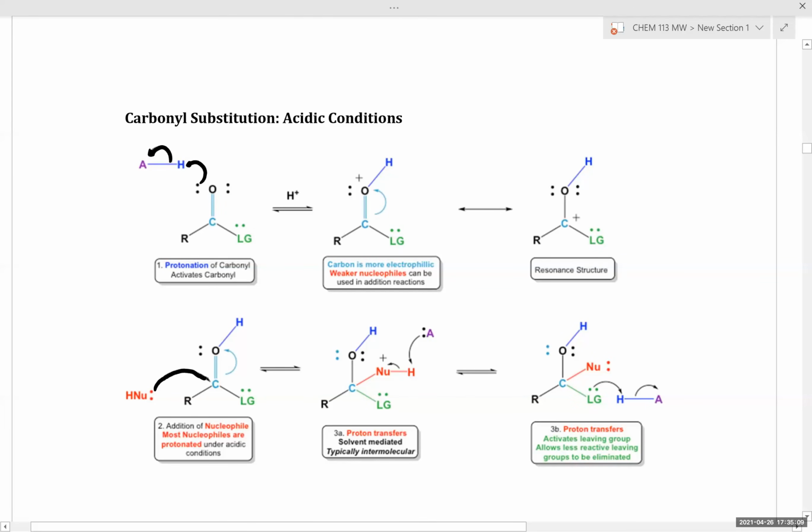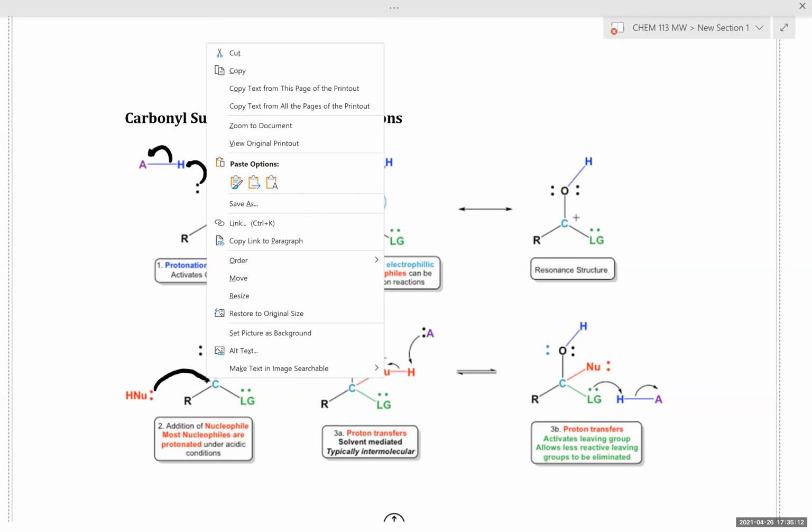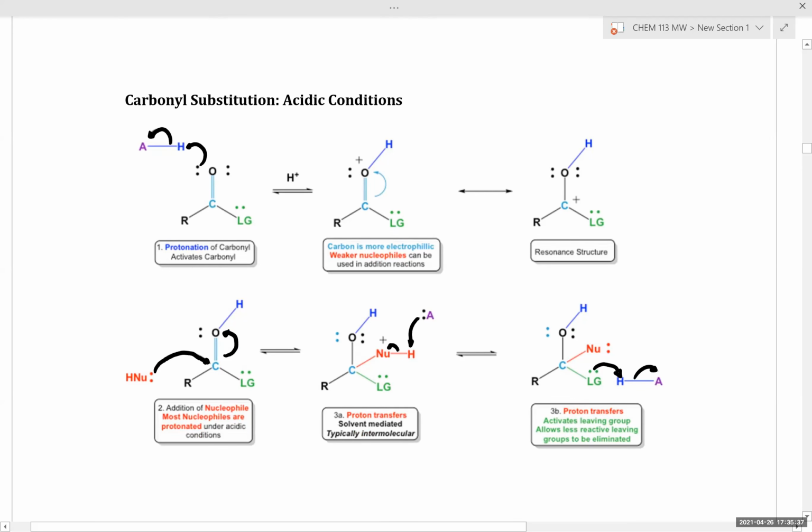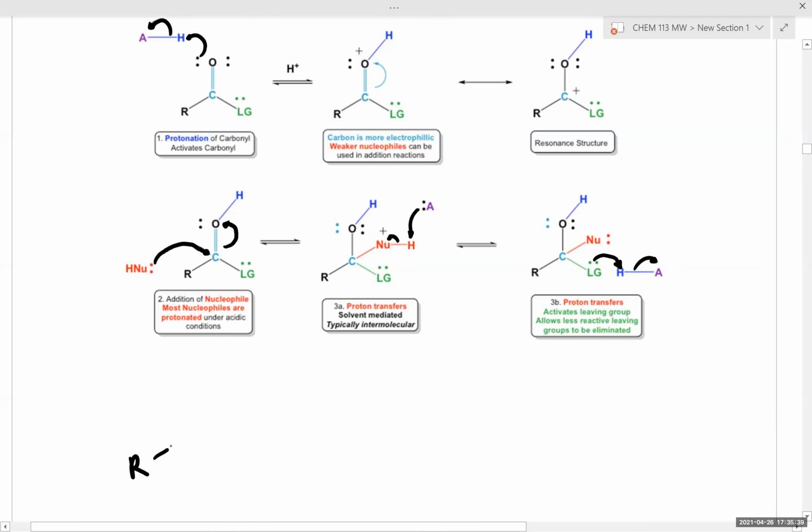From here, your nucleophile will attack the electrophilic carbonyl carbon. We generate a tetrahedral intermediate. However, in this case, we have to activate our leaving group. To do that, we're going to engage in a series of proton transfers in which our leaving group is protonated and our added nucleophilic species is deprotonated. From here, we now have our tetrahedral intermediate primed to collapse and kick out our leaving group.